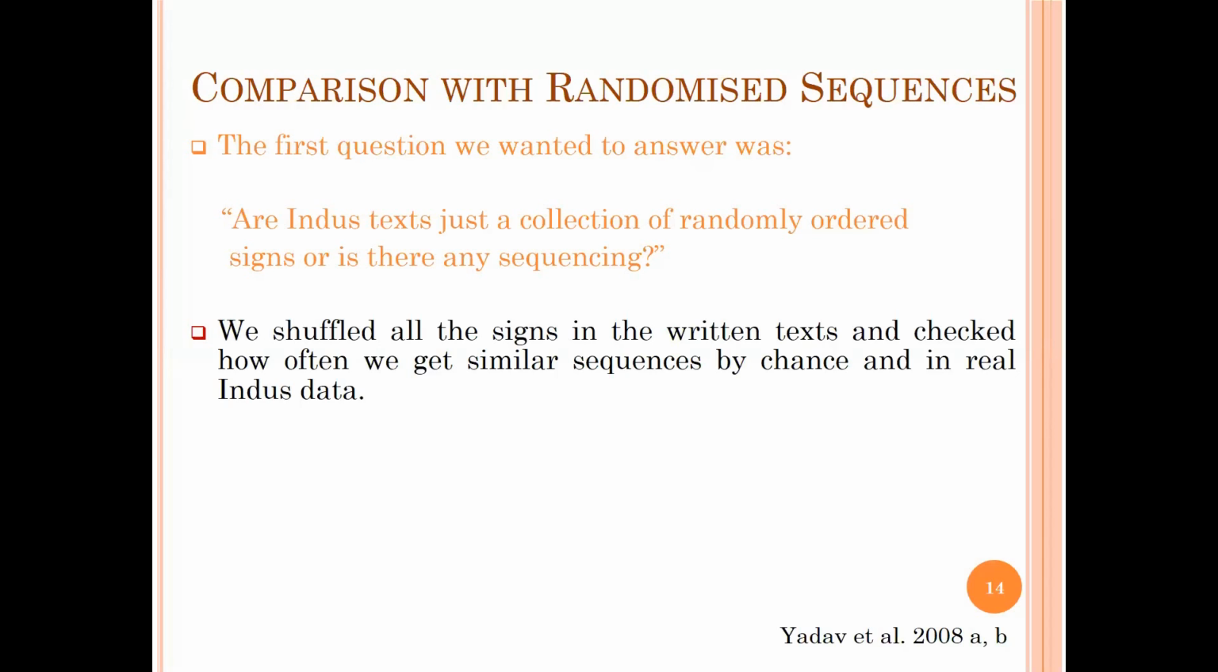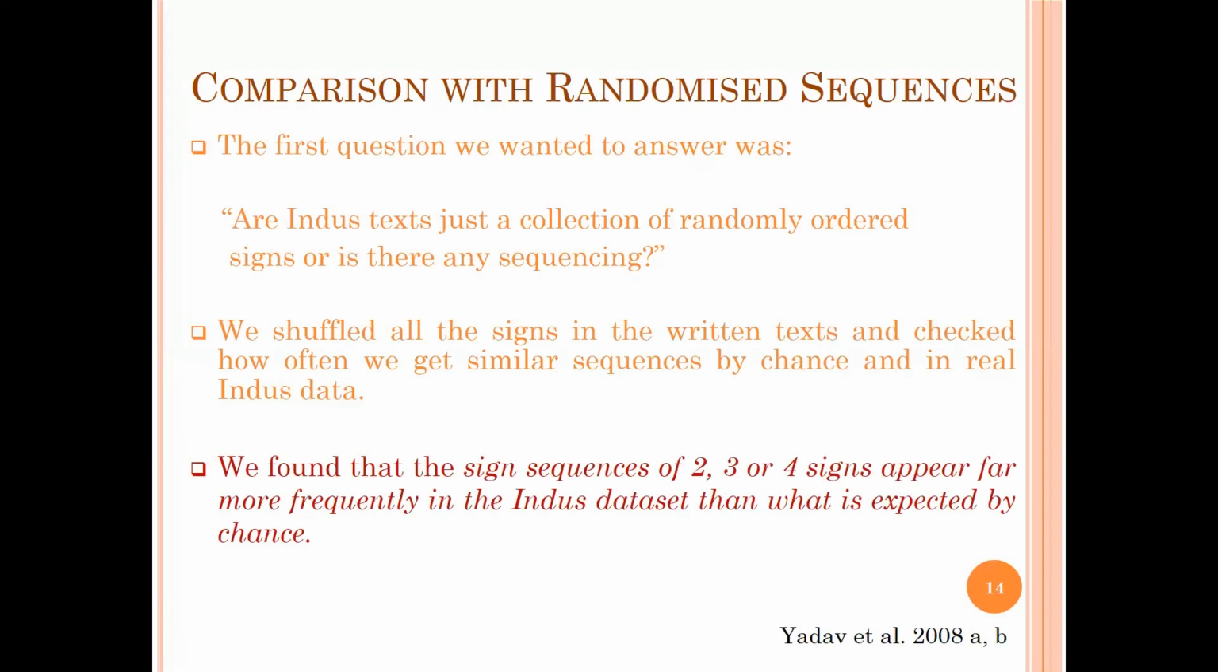What we did was we shuffled all the signs in the written text and checked how often we get similar sequences by chance in comparison to the real index data. And it was found that sign sequences of size 2, 3, or 4, that is, certain sign pairs, triplets, and quadruplets in the index text, were appearing far more frequently than what we can expect just by chance. So the immediate question was, if there are these frequent pairs, triplets, and quadruplets occurring in the index text, where do they actually occur in the index text?